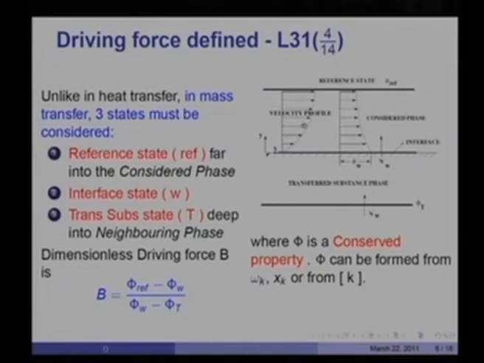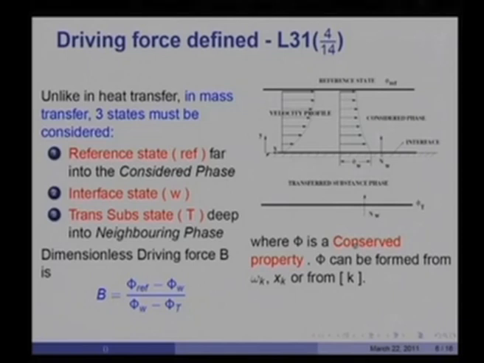So, this is the velocity profile, for example, and this is the profile of temperature or any other conserved property called phi, which I shall define shortly. Now, the driving force is always defined based on this conserved property. It is a ratio of the difference between phi in the reference state or the infinity state minus phi at the interface W divided by phi W minus phi T, and we shall repeatedly encounter this dimensionless driving force. Phi is called conserved property.